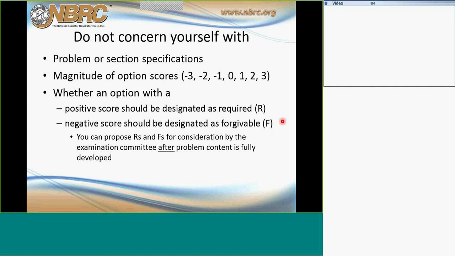And then again, we talked about the 0 to some extent before. Most options do not have zeros, and certainly not by design. Only after we get feedback from test takers could an examination committee typically make the decision to zero out an option. And we also told our content developers not to concern themselves, as they were developing the content, about which of the options should be given the required label and which should be given the forgivable label; we would let the examination committee make those decisions downstream after the content had been developed.